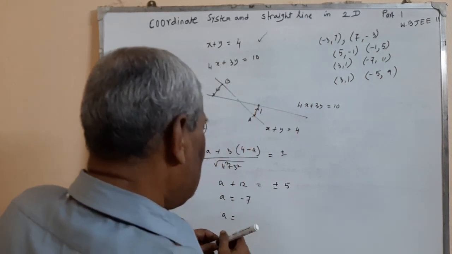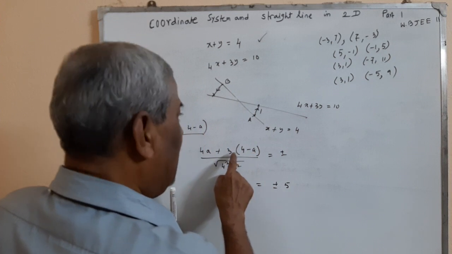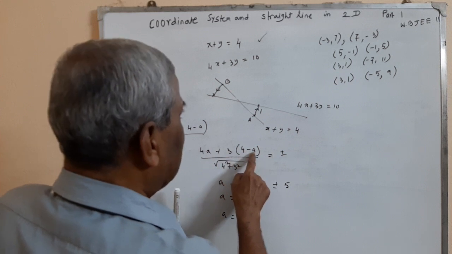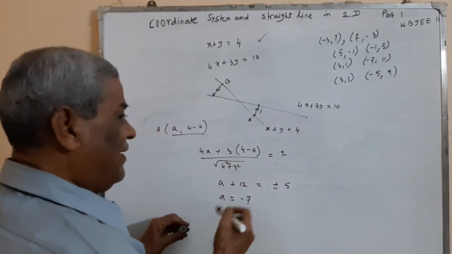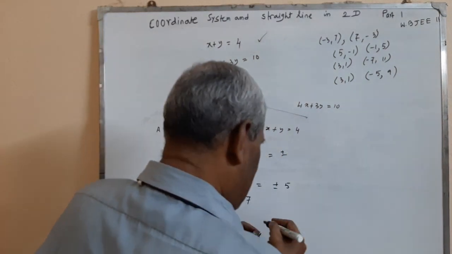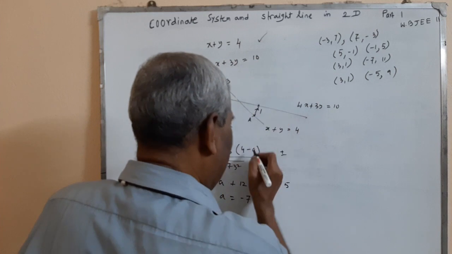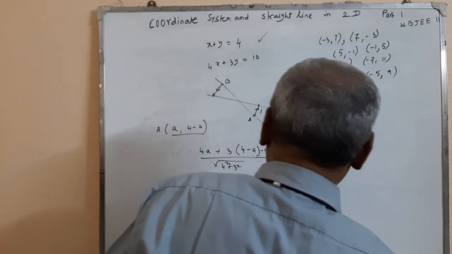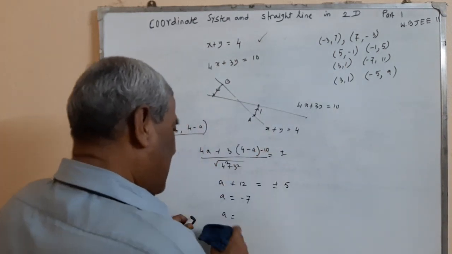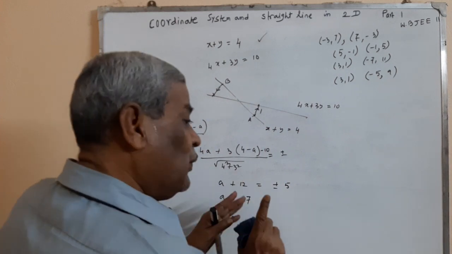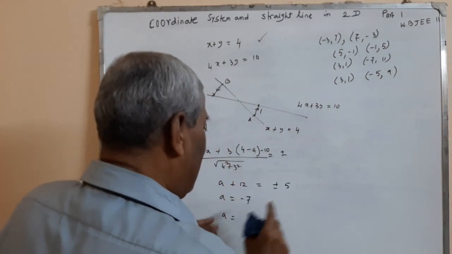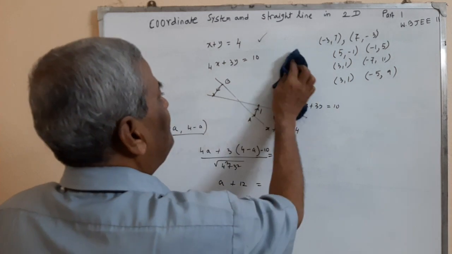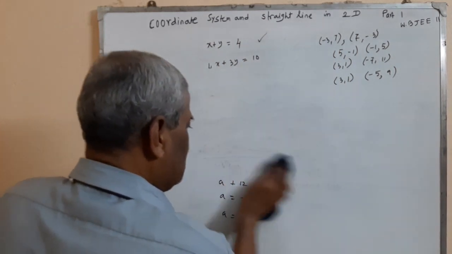4a plus 3 into (4 minus a) minus 10, get a, and we will get two values of a, one for the plus sign and one for the minus sign, and these will be the correct options. So next day we'll discuss more problems.